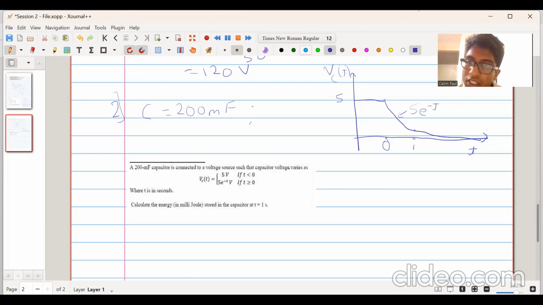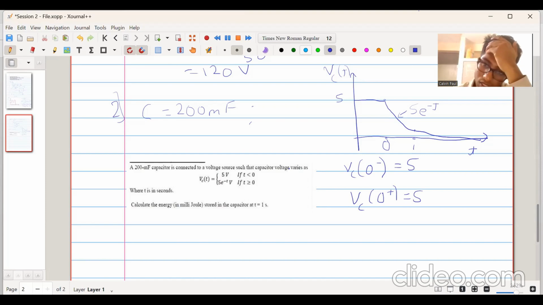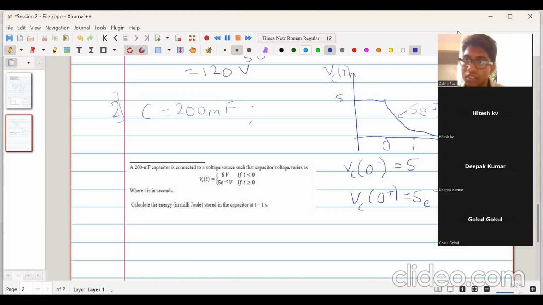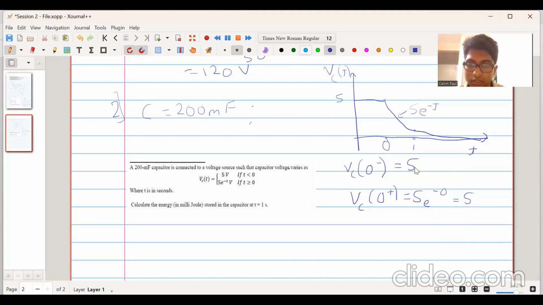At time t equal to 0 minus, just the instant before t equal to 0, Vc is 5 volt. And at t equal to 0 plus, again the voltage is 5 volt, because from t equal to 0 plus, the expression is 5 into e to the power minus t. So we substitute t equal to 0, and we get 5. So any doubts in this? No, sir. Okay. So that's how this equation is a valid equation for the voltage across the capacitor.